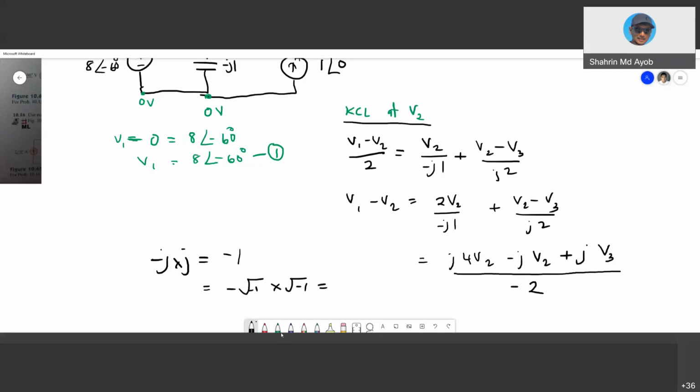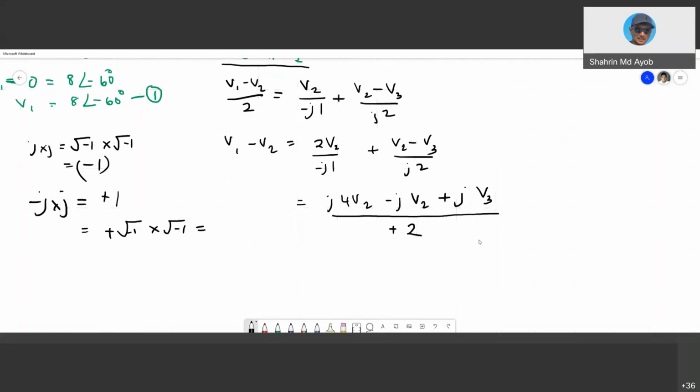Betul ke? Tak. Positive. Okay. Because negative J multiply with J, which is negative 1. Okay. Multiply with negative 1 square. So is 1 will become negative 1, right? Okay. So if you have like this, so this can positive 2 lah. Okay. And then it's time consuming here. So this one will become J3V2 plus JV3, and this one is equals to 2V1 minus 2V2.